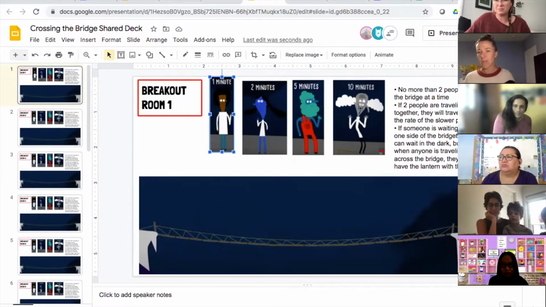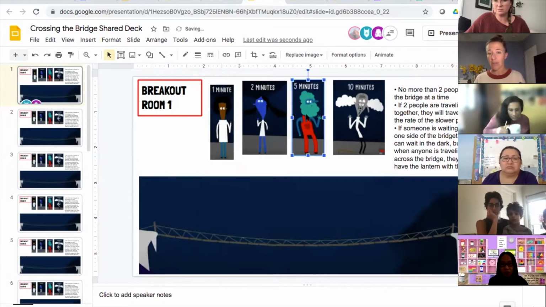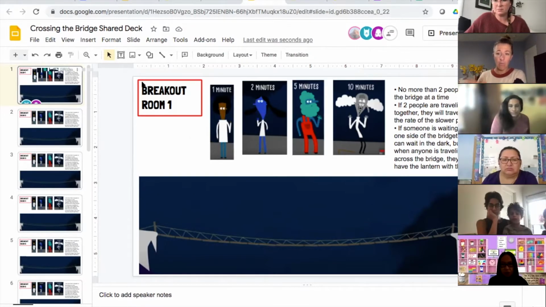So there are no more than 2 people on the bridge at the same time. So you could have 1 or 2 people, but no more than that. If any 2 people are traveling together, their travel time will be the rate of the slower person. So if you and the janitor go together across, then it would take 5 minutes for you to travel across, even though you can make it in 1 minute. If someone is waiting on one side of the bridge, they can wait in the dark. But when anyone is traveling across the bridge, they have to have the lantern with them, whether you're traveling alone or there are 2 people going across. And you have 17 minutes to try to get across.